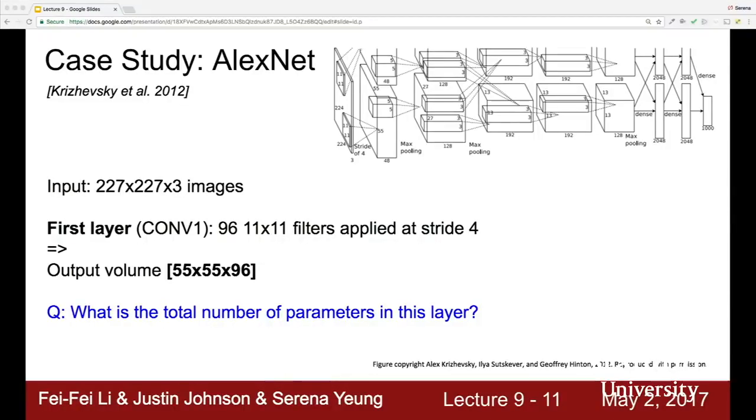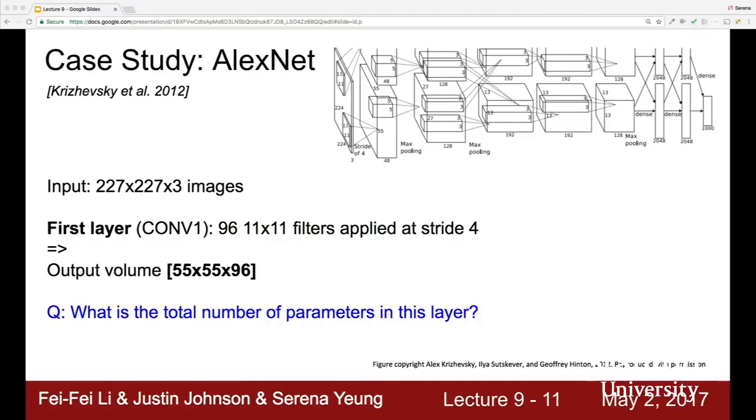55 by 55 by 96. Yeah, that's correct. So our spatial dimensions at the output are going to be 55 in each dimension. And then we have 96 total filters, so the depth after our conv layer is going to be 96. So that's the output volume.